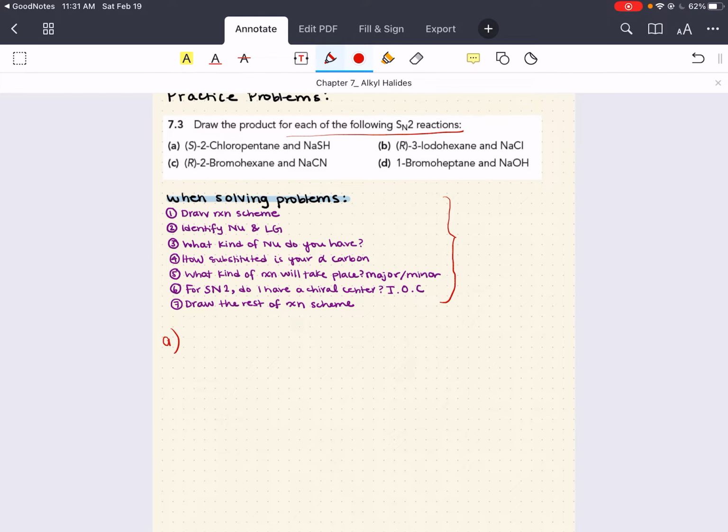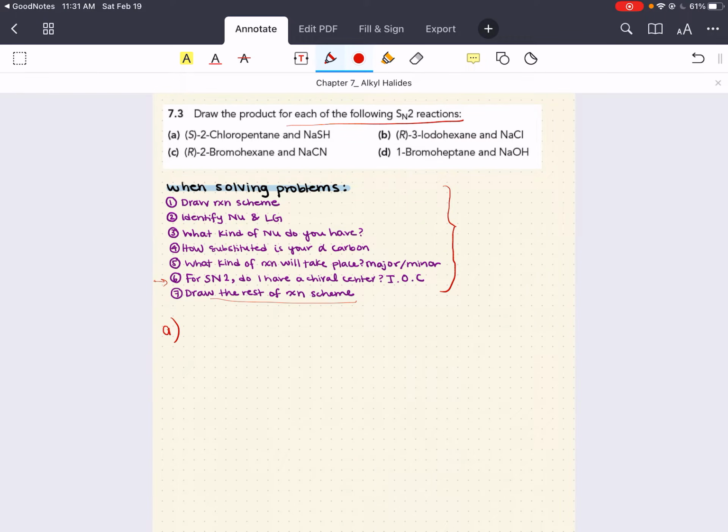And this is special for SN2: do I have a chiral center? Because then I need to draw the inversion of configuration product. And then you want to draw the rest of the reaction scheme. So we're going to do all these steps for A. What we have here is 2S-chloropentane, and then we have NaSH.